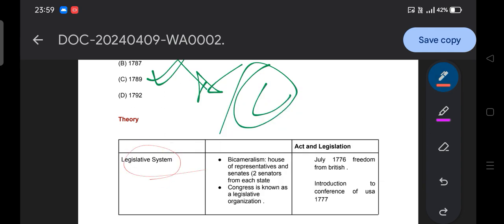First, the legislative system. Like India, in the USA there is bicameralism: the House of Representatives is the lower house and the Senate is the upper house. And one unique thing in the USA you will find: there are 50 states. Out of the 50 states, two senators from each state represent them in the Senate as the upper house. And the upper house in the USA is more powerful than the lower house.